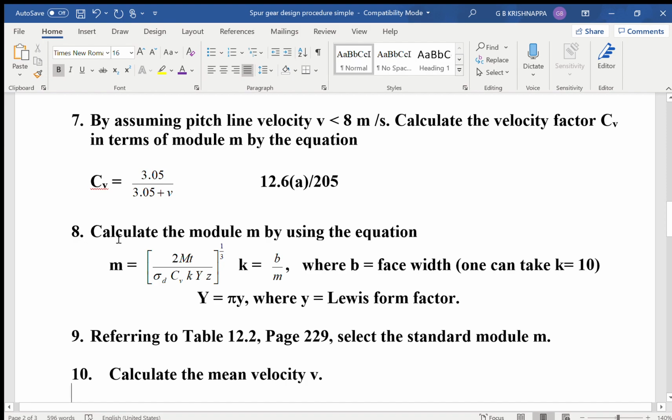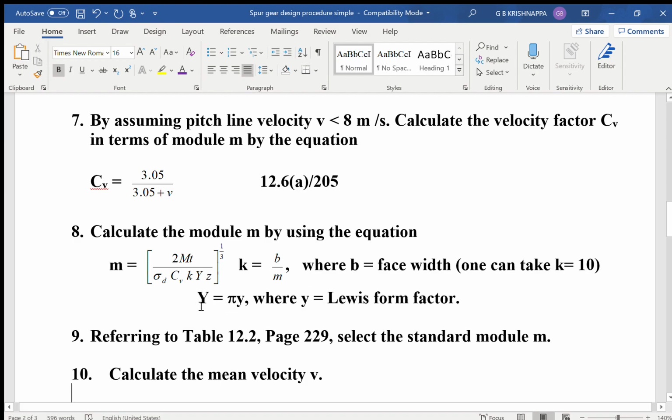Next, step 8. Calculate the module m by using the equation m is equal to 2 into capital Mt, that is torque, divided by sigma d into Cv into k into uppercase Y into z, whole to the power of 1 by 3, where k is the face width and module factor ratio. k is equal to b by m, where b is face width. So one can take k is equal to 10, which usually ranges from 9.5 to 12.5.